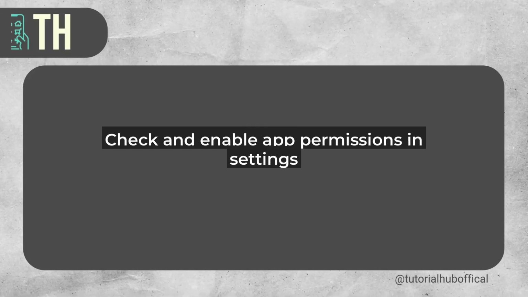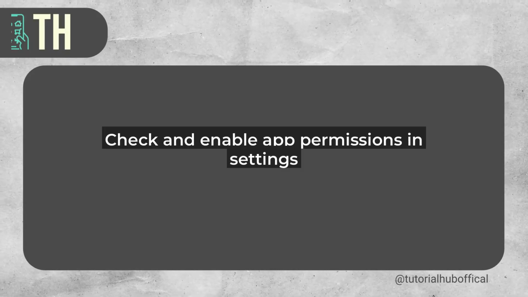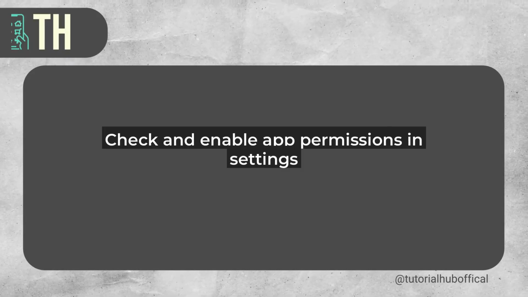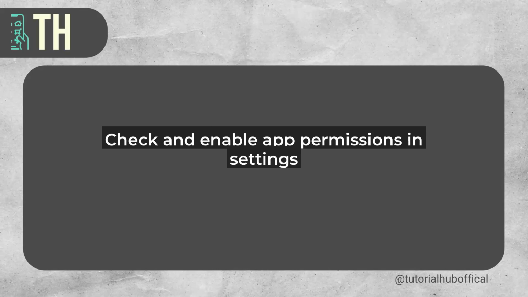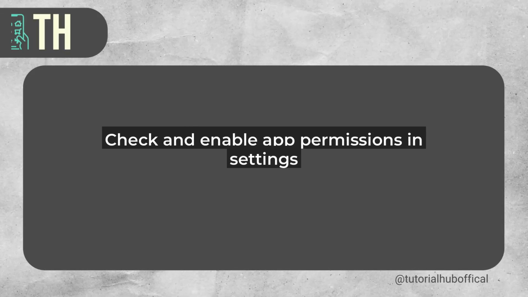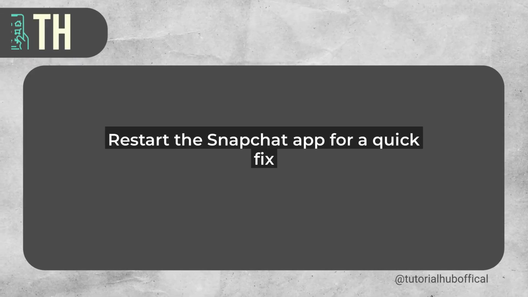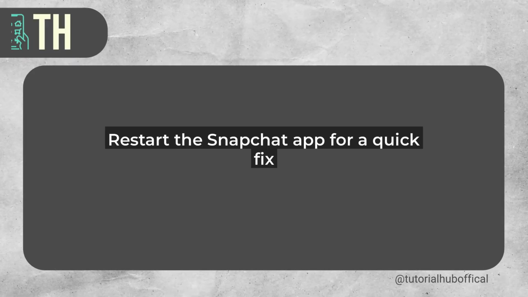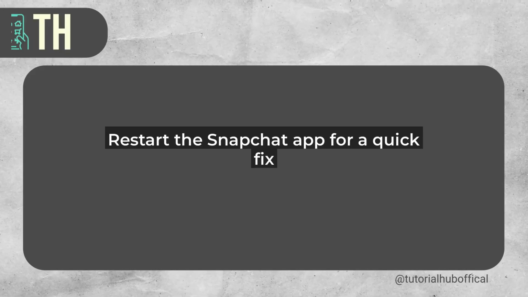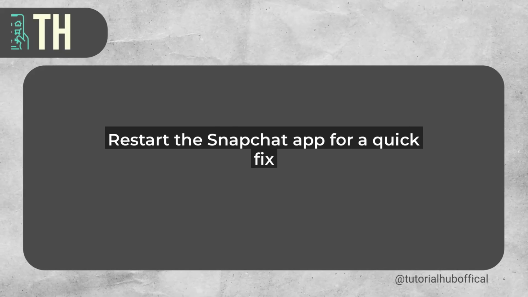Let's dive in. First things first, check your app permissions. Head over to your phone settings, tap on Apps or Applications, find Snapchat, and make sure the microphone permission is enabled. If it's turned off, switch it on and save the changes. This is often the culprit, as apps need access to use your device's hardware.